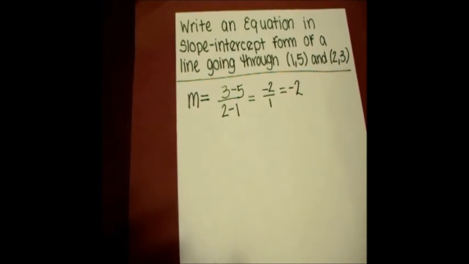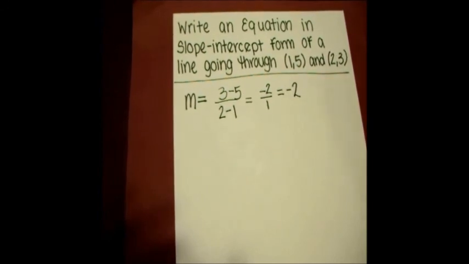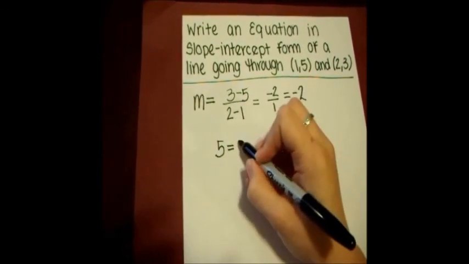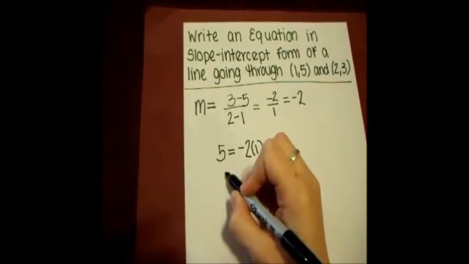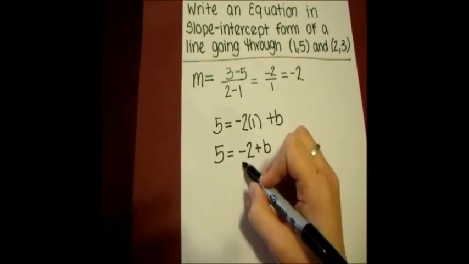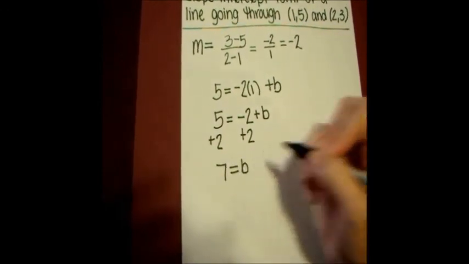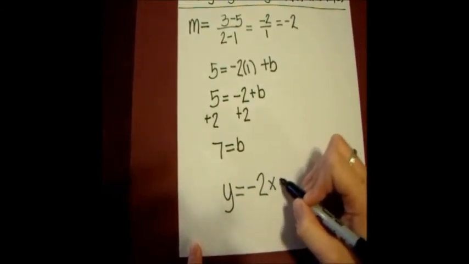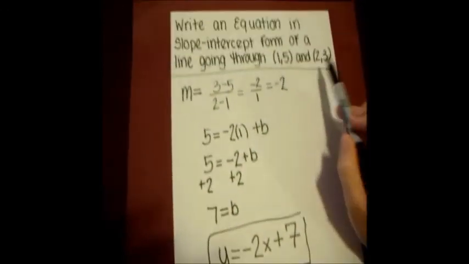Now that we've found our slope, we'll go ahead and plug this slope and one set of points into our y-intercept equation and solve for b. Choose either one you want. We'll go with the first one. So we'll have 5 equals your slope, which is negative 2, times x, which is 1, plus b. Then we'll have 5 equals negative 2 times 1 plus b. Adding 2 to both sides gives us 7 equals b, which is your y-intercept. Now putting it all together, we'll have y equals negative 2x plus 7. And there you have an equation in slope-intercept form going through these 2 points.